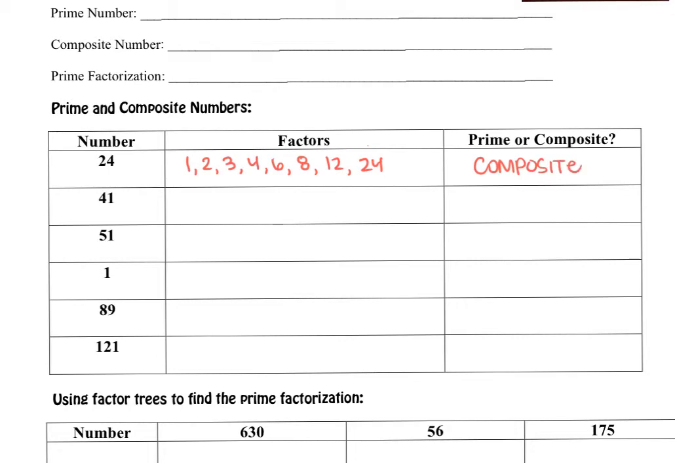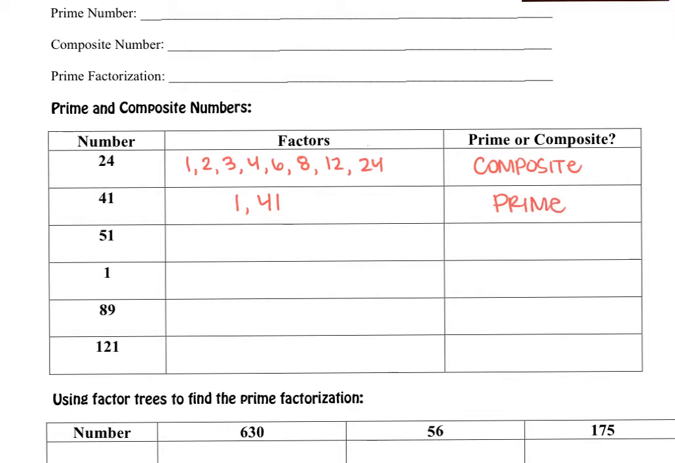All right, then as we look at 41, as we try to think through the factors of 41, we figure out pretty quickly that 41 only has 2 factors, 1 and itself. There's no other number that divides into 41, and so 41 would be a prime number.